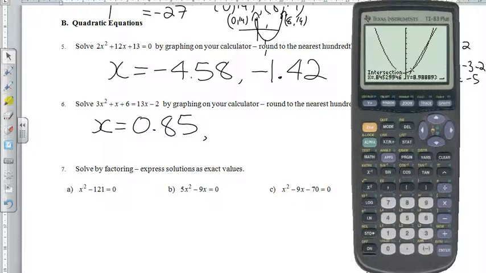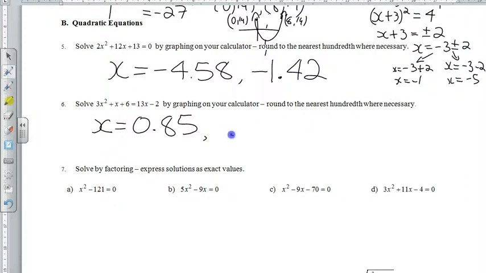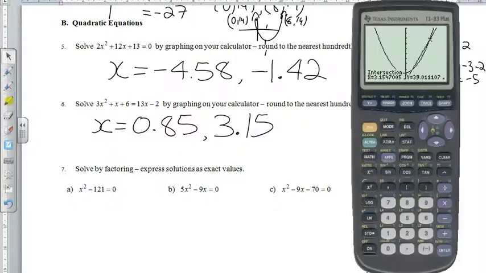And then we repeat. This time we're going up here, so second calc intersect. I can only hold down for 3 seconds before that other menu pops up. So I get really close to the intersection, hit enter 1, 2, 3, and 3.15. Okay, so that's my 2 answers: 0.85 and 3.15.